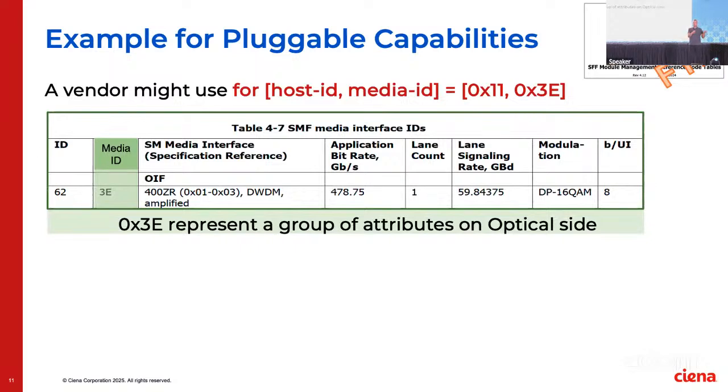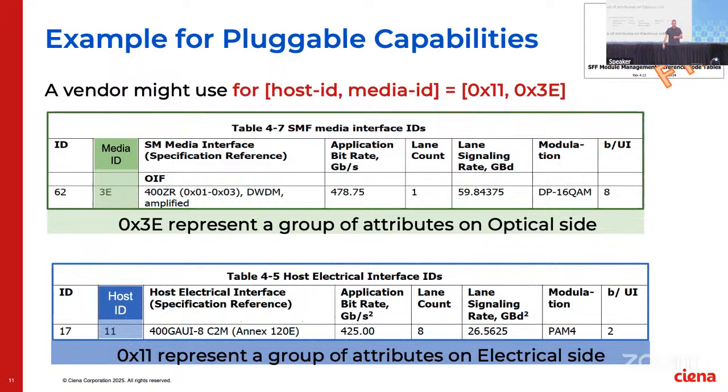Number 3E, which is a media ID, is pointing to a specific modulation, a specific bit rate, a specific lane count. So instead of putting all this information, I said media ID is 3E, and that one is basically pointing me to a bunch of attributes. Same thing for the host ID. Host ID 11 is pointing to a bunch of attributes on the electrical side. So just imagine that when I'm talking about the characteristic of a pluggable, two numbers are referring to the characteristic that I want to implement in the pluggable.